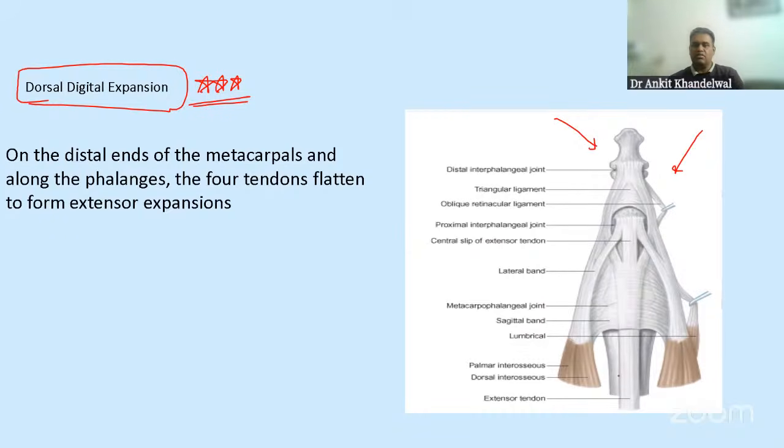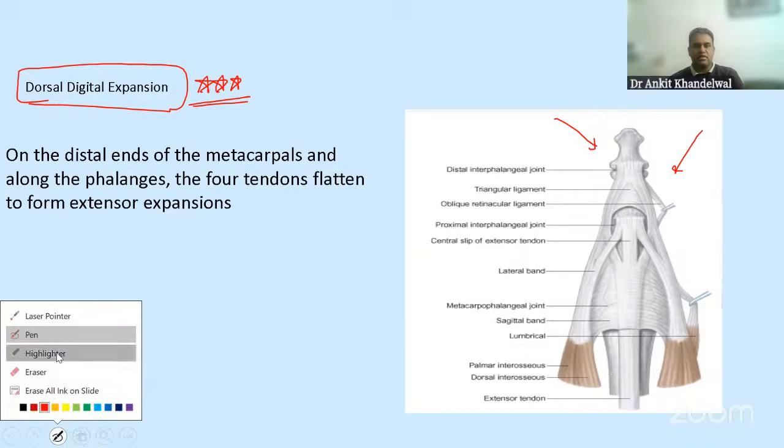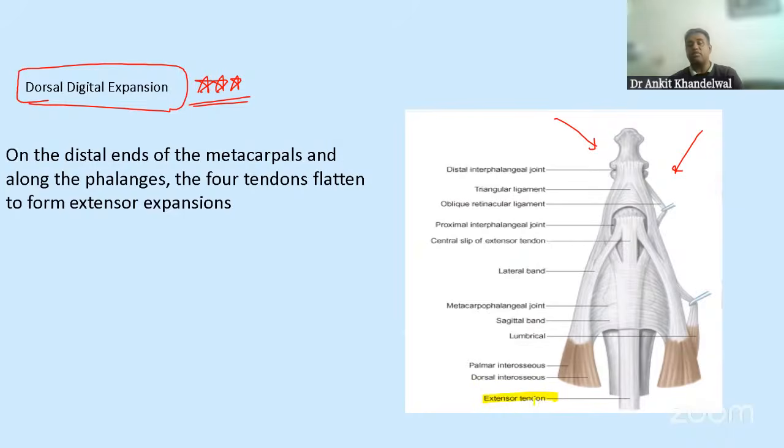Okay, you do not have to do much, but let me highlight over here what is actually happening. Try to understand. This is the extensor tendon. Which extensor? Extensor digitorum tendon mainly. And once it reaches the distal part of the metacarpal, now let me show you practically over here.